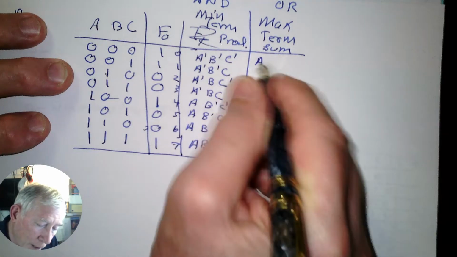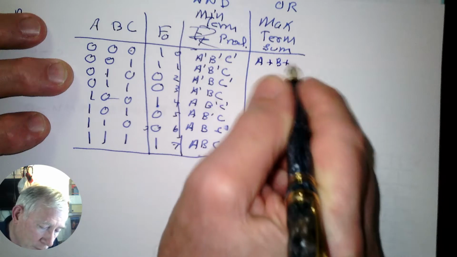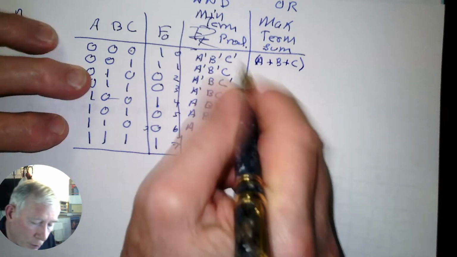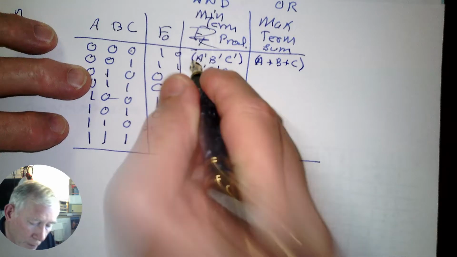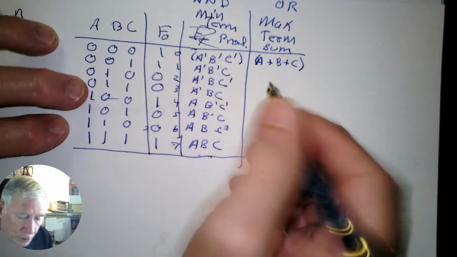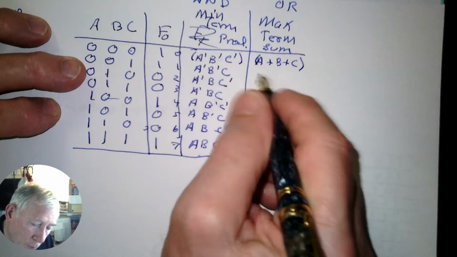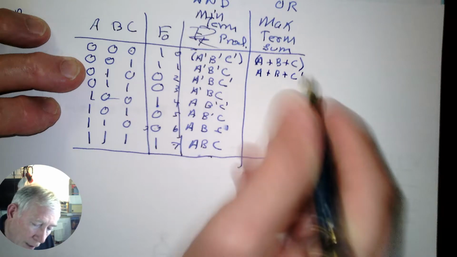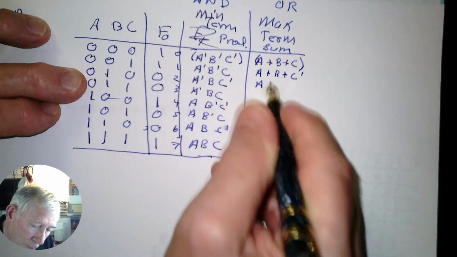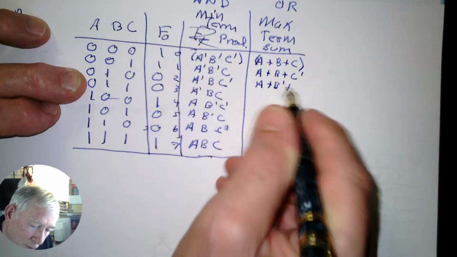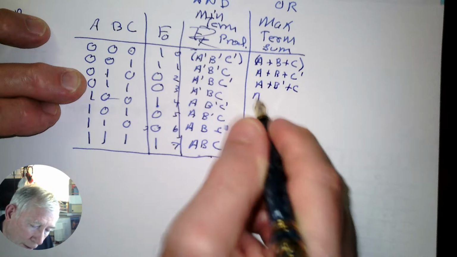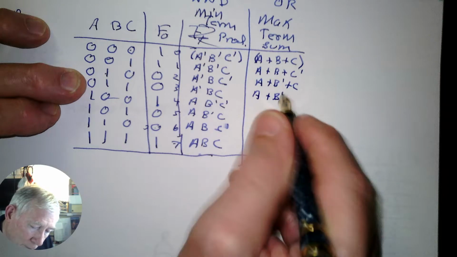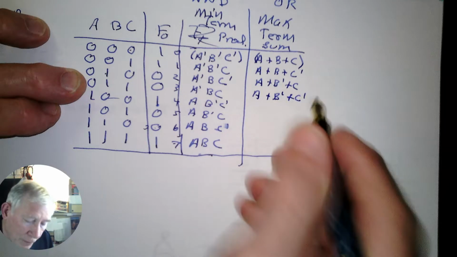Okay, so here are the max terms. This is going to be A plus B plus C, and we'll put this in parentheses to make it easier to see it's an OR gate. We could also put these in parentheses, but I'm just going to do the first one because it gets cluttered. And then the next one would be A plus B plus C prime. And the next one's going to be A plus B prime plus C. And then A plus B prime plus C prime. Now you begin to see the pattern.